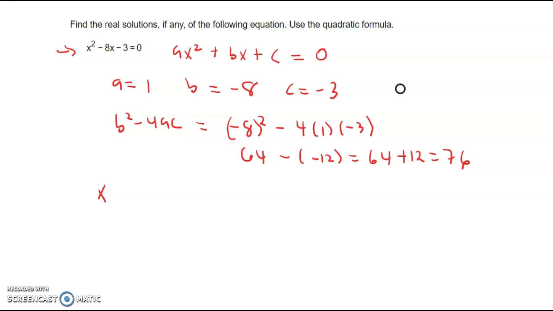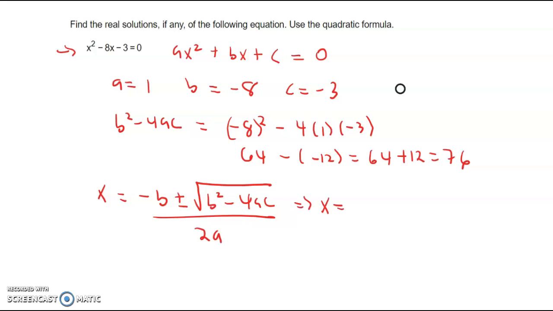So now let's go ahead and use the quadratic formula. The quadratic formula is x equals -b plus or minus the square root of b squared minus 4ac, divided by 2a. So we have x equals negative b. Remember, the b is a negative number as well, so that changes to +8. And we've already computed b squared minus 4ac, which is the discriminant, 76. So you just bring that here, and you divide the whole thing by 2 times 1.